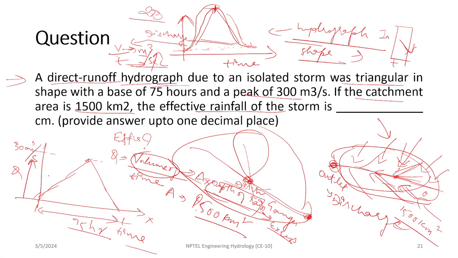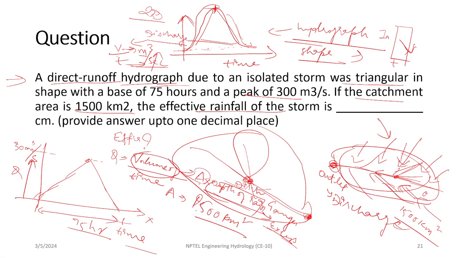So how will direct runoff be generated? It will be generated only after receiving the excess rainfall depth. Otherwise there won't be a direct runoff. So now you will have a clear picture of how we have to approach this question.